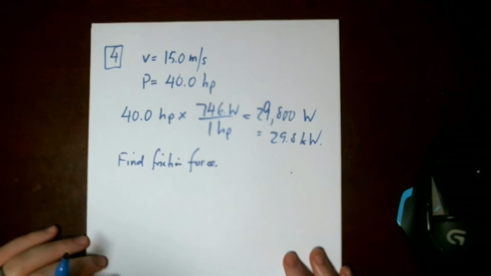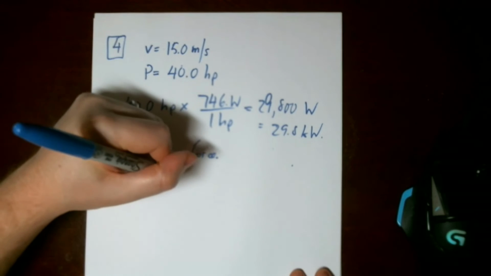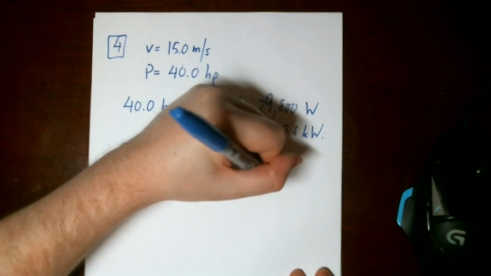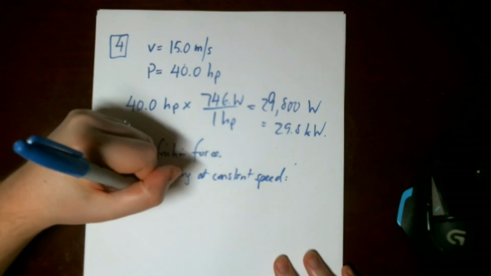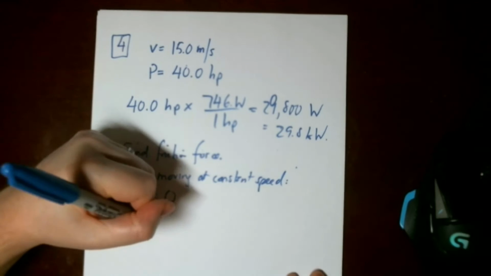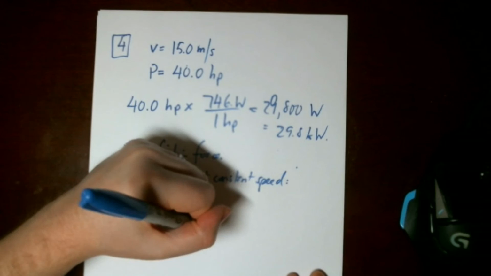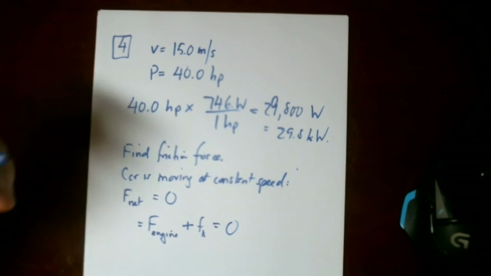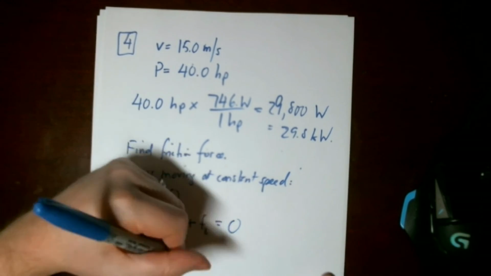The key thing to realize is that the car is moving at a constant speed. And what that means is that the net force is 0. So if we write down our net force, we should get this. We have the force being put out by the engine, and we have the friction force, equal to 0. So the force being put out by friction is just the negative of the engine force.